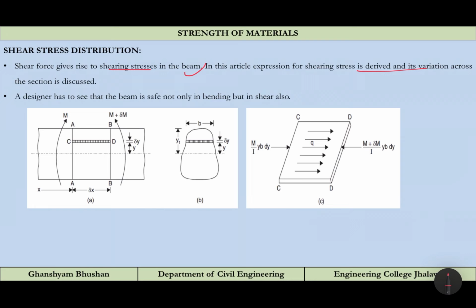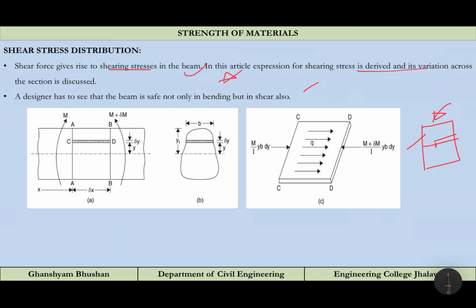A designer has to see that the beam is safe not only in bending but also in shear. So how are we going to design? A designer, like you are a designer of a building, or a mechanical engineer will design the machines. So the components of the machines or the components of the building. For us our product is any building, and any building will be made up of the slabs, the columns and the beams. The overall safety depends upon the component safety.